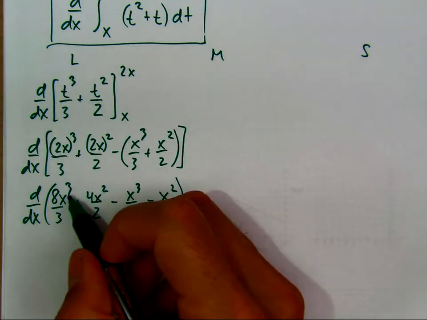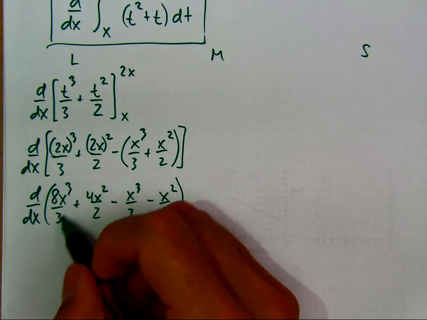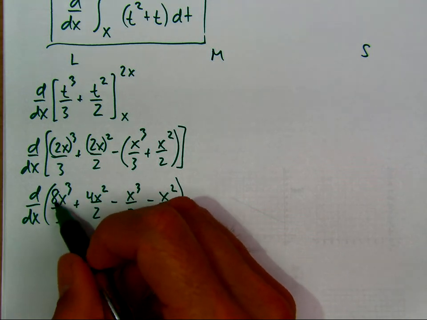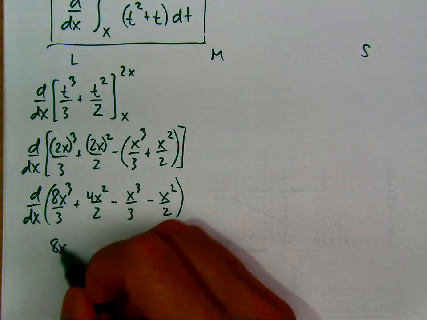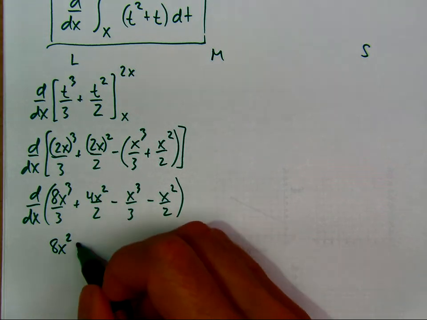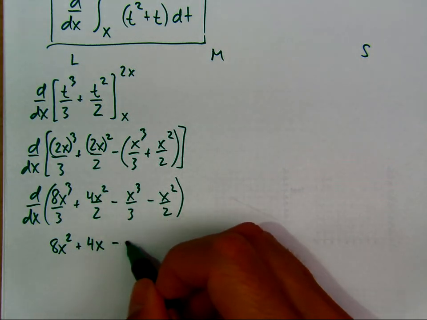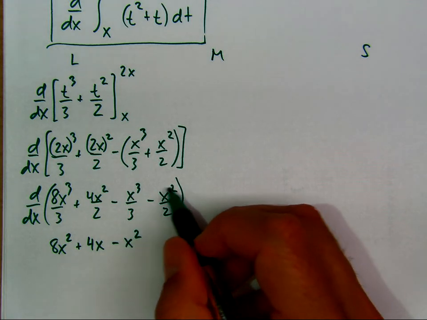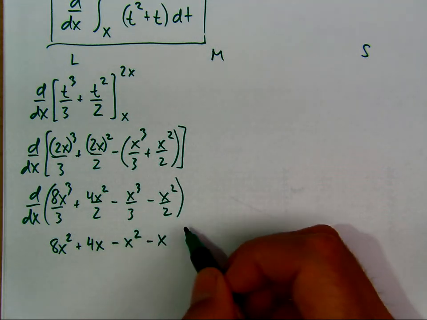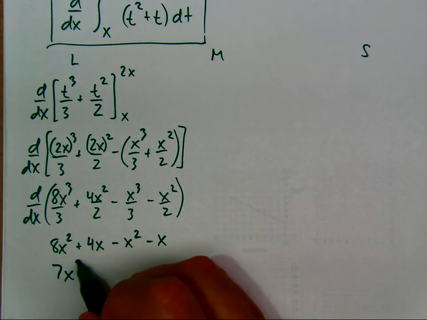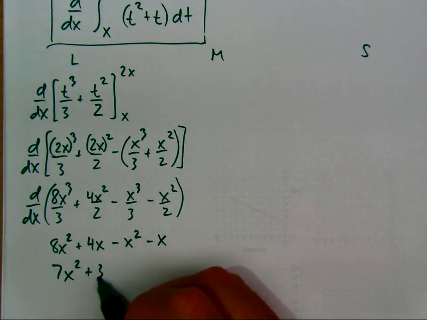So this is going to be, using the power rule, multiply by 3. It'll cancel this 3, and we just get 8x squared. Multiply by 2, and we get 4x. Multiply by 3, and we get x squared. Multiply by 2, and we get x. And then we can combine, and we have 7x squared plus 3x.